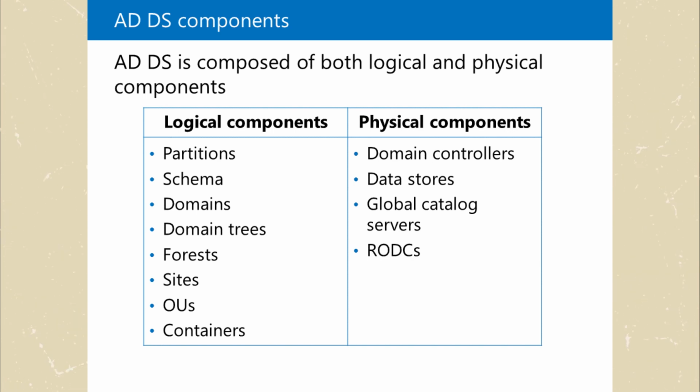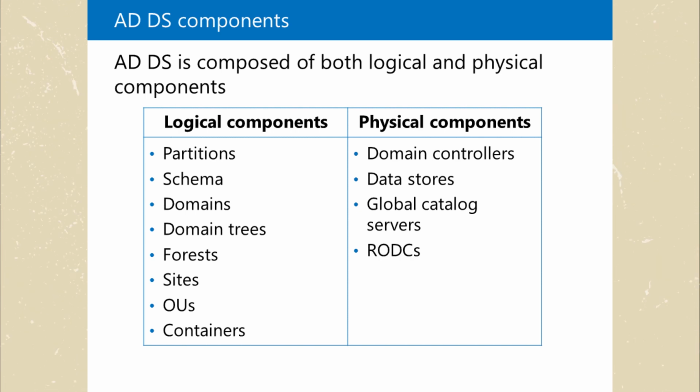Schema. A schema is the set of definitions of the object types and attributes that you use to define the objects created in ADDS. Domain. A domain is a logical administrative container for objects such as users and computers. A domain maps to a specific partition and can be organized with parent-child relationships to other domains.